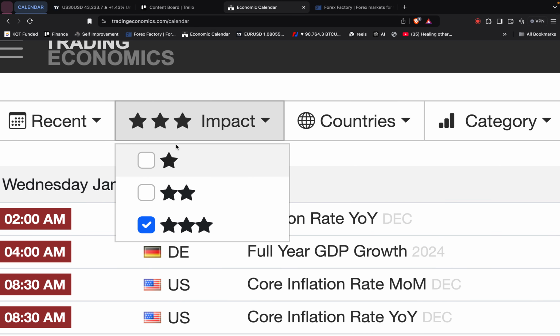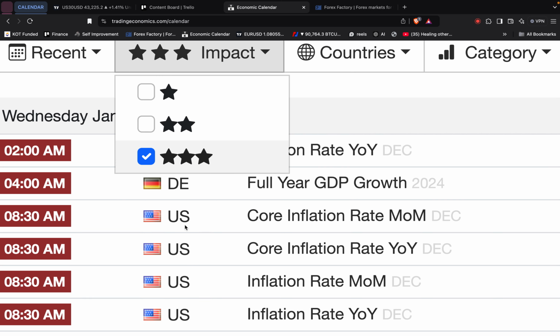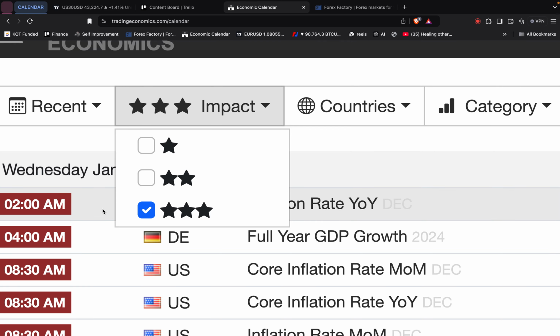tradingeconomics.com/calendar, you're only going to have revealed the 3-star and the 2-star. The 3-star reveals to you the highest impactful news, and the 2-star reveals to you the medium impactful news. I trade supply and demand, smart money concepts, institutional. So in order for me to make money, I only want to pay attention to the 2 stars and the 3 stars, because this represents how much the market's going to move.